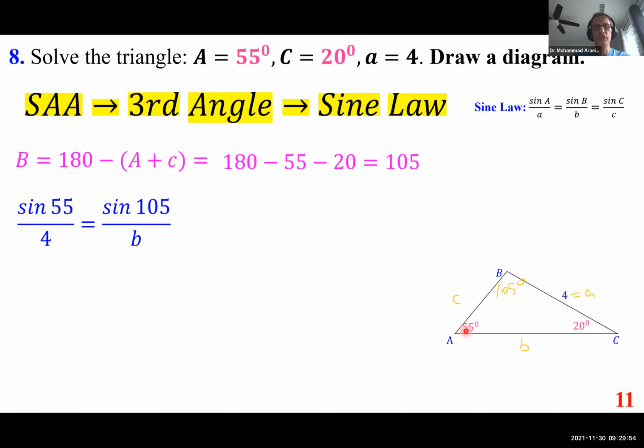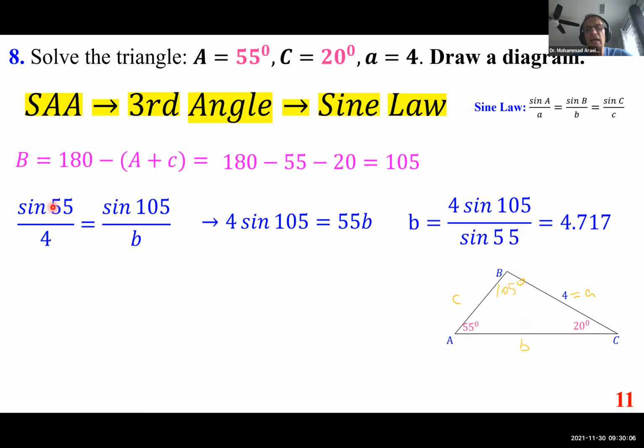So sine of 55 over 4 equals sine of, let's say, 105 over b, cross product. So 4 times sine 105 over sine 55. That gives us 4.717. Again, the number of decimals. Normally you have to go one more, but I just wanted to show you more decimals and you follow what they are asking you to do to get credit. I showed the cross product also.